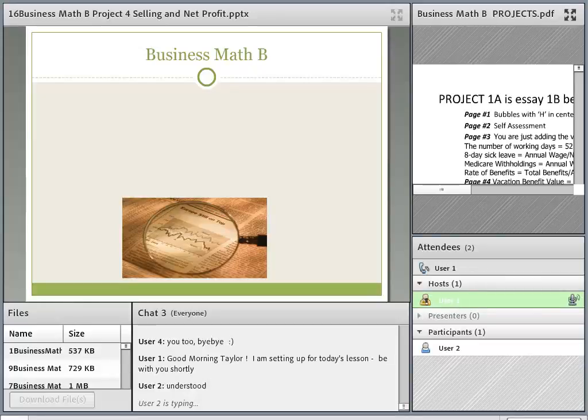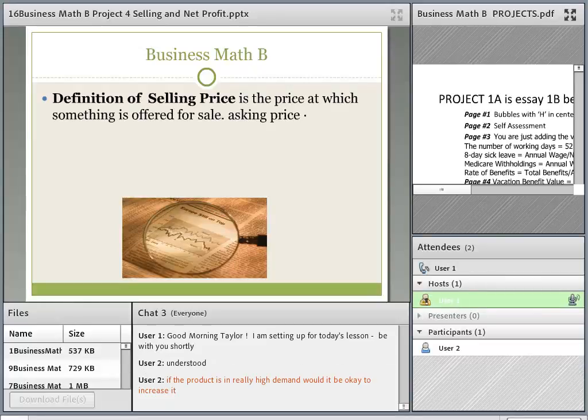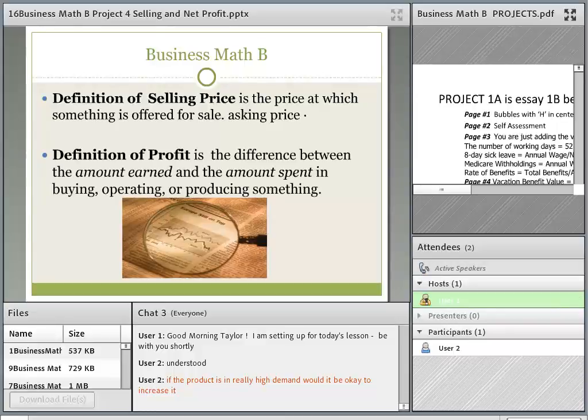So when we look at this a little bit closer, the definition of a selling price is the price at which something is offered for sale, or the asking price. And the definition of a profit is the difference between the amount earned and the amount spent in buying, operating, and producing your product or service. So it's the income subtract the expenses.